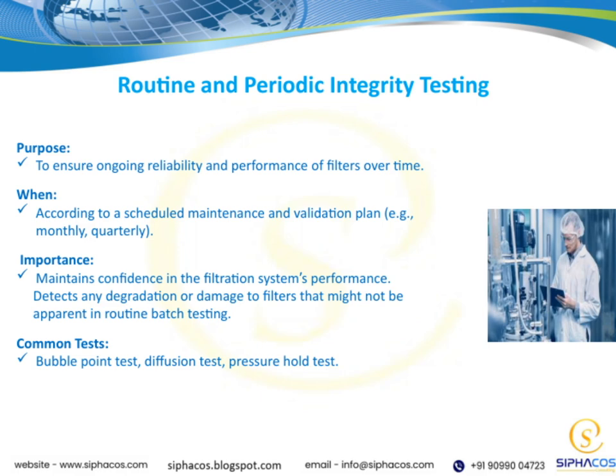More importantly, they can reveal signs of degradation or damage that might not be obvious during routine batch testing. This way, we can address issues early and avoid costly failures or contamination. Some common tests we use include the bubble point test, diffusion test, and pressure hold test. Each of these helps us verify that the filters are still working as they should, ensuring the safety and reliability of our processes. Overall, regular integrity testing is a critical part of maintaining a robust filtration system and ensuring continuous quality and safety.